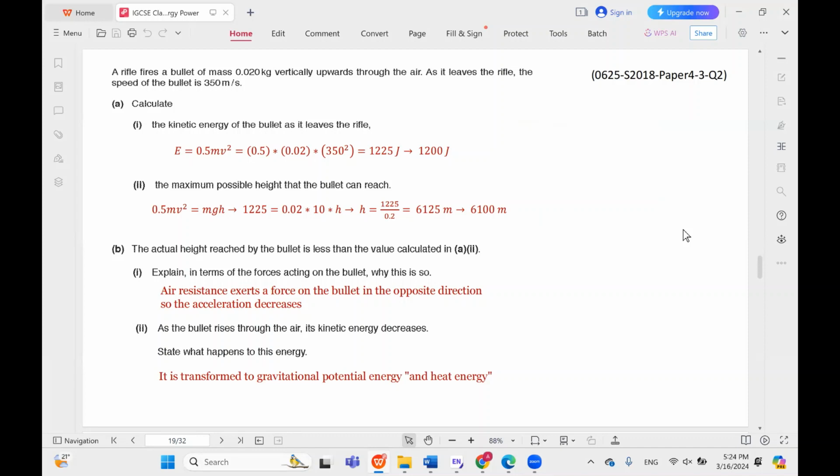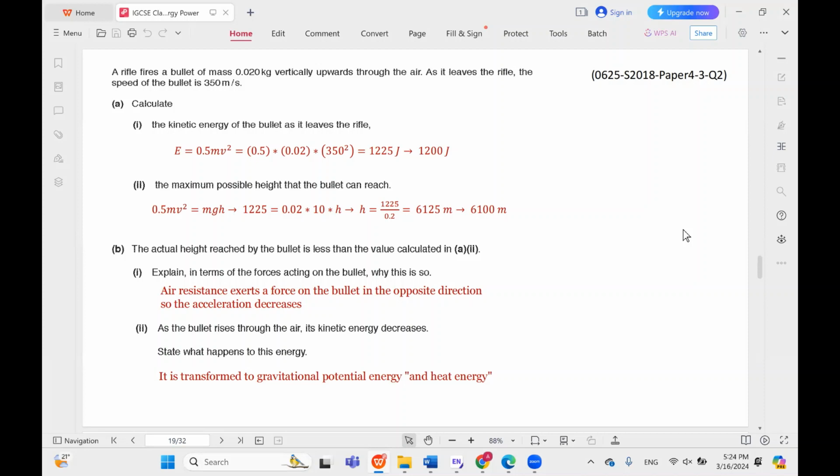Of course, the assumption here is that all the kinetic energy is equal to all the potential energy. But in this case, it's not true, because there is air resistance, which causes energy dissipation as heat energy and so on. So there is a loss, in a sense, as the object moves. So therefore, the air resistance exerts a force on the bullet in the opposite direction. So the acceleration decreases. As the bullet rises through the air, its kinetic energy decreases.